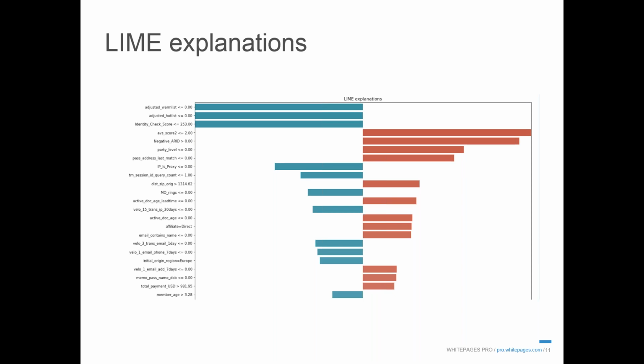The identity check score is sitting at the top of this rule set extremely often. So in this case, what this is saying is that the identity check score was the most important thing next to hot and warm list variables. So extremely valuable in the model for being able to make accurate decisions. And we're really happy with the results that we've seen there.